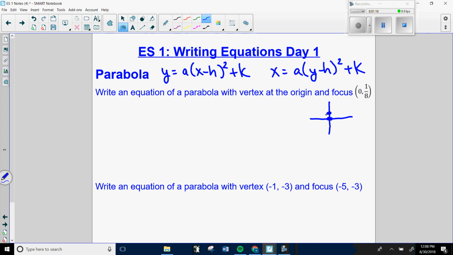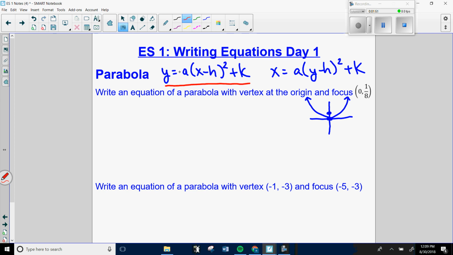Since we know what a graph of a parabola looks like with the vertex and the focus, the graph is going to look something like this. Now, I'm not exactly sure if it's going to be wider or narrower, but this is just a rough sketch to show us which one of these two equations to choose up top. Since this graph is going up and down, that means that y needs to be by itself. So we're going to be dealing with this first equation right here.